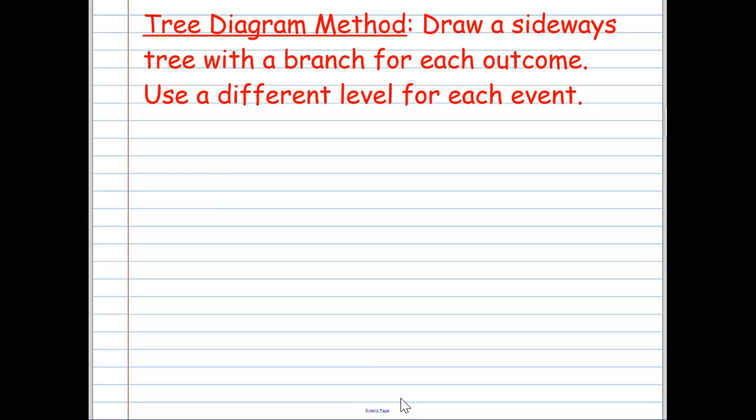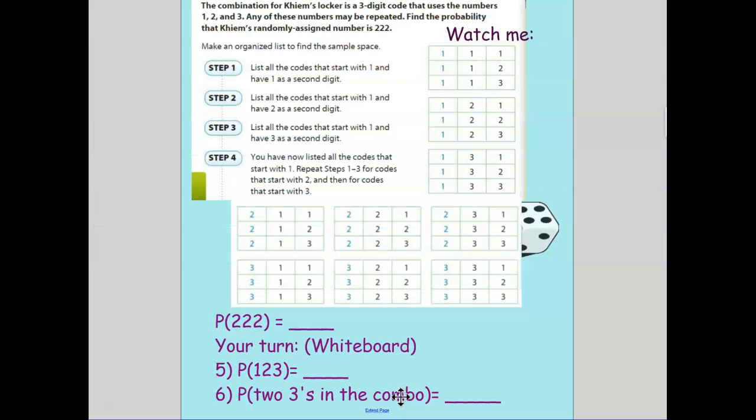Okay, we have one more type of organization method to learn about, and that's called the list method. So this says the combination for Kahim's locker is a 3-digit code that uses the numbers 1, 2, and 3. Any of these numbers may be repeated. Find the probability that Kahim's randomly assigned number is 222.